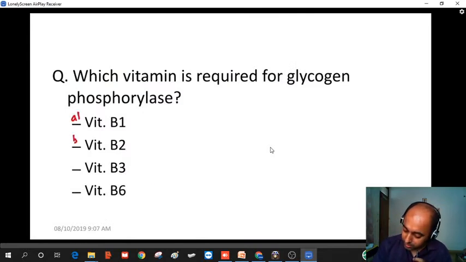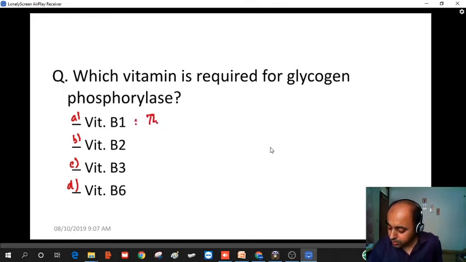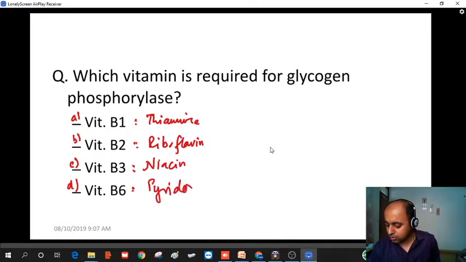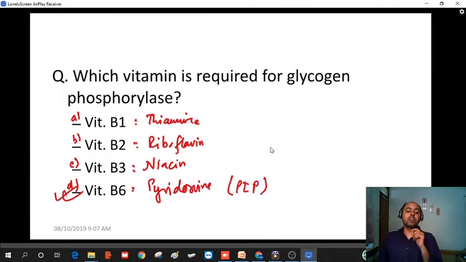Which vitamin is required for glycogen phosphorylase? B1 is, as you know, thiamine. B2 is riboflavin. B3 is niacin, and B6 is pyridoxin. The answer is D. In the form of pyridoxal phosphate, it is a phosphate donor for the glycogen phosphorylase.